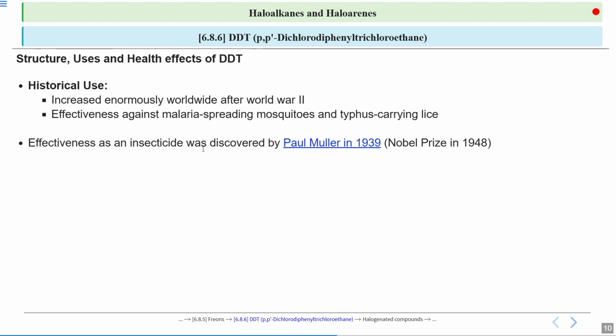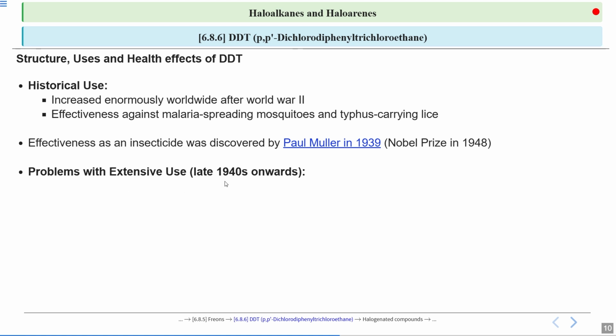Effectiveness as an insecticide was discovered by Paul Muller in 1939, and he also won a Nobel Prize for this in 1948. So DDT is also effective as an insecticide, to kill insects like mosquitoes and lice. This effectiveness of DDT was discovered by the scientist Paul Muller in the year 1939, and he was awarded the Nobel Prize in the year 1948.